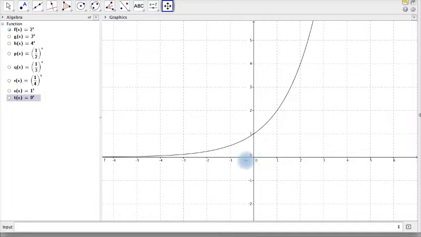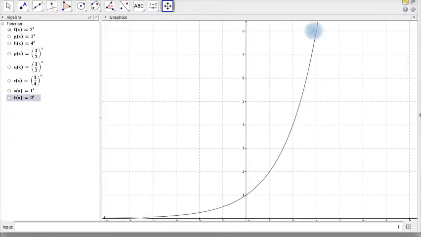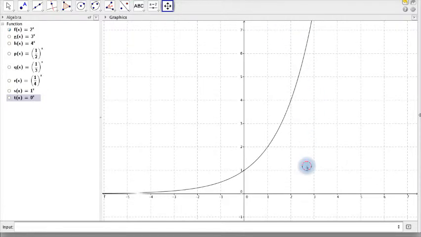Now another feature is it goes through 1 here, a y-intercept of 1. That's because when x is 0, it's 2 to the power of 0, and that's always 1. Then it gets larger and larger, because 2 to the power of 2 is 4 there. And then when x is 3, it's 2 to the power of 3, and if we go up, that would be 8. There we go, at 8. And so on and so forth.